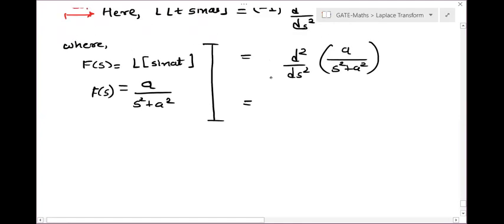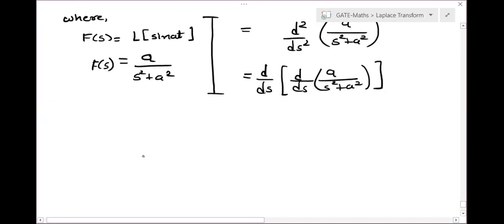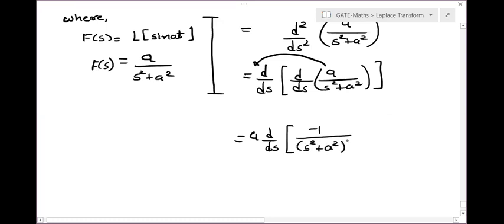Now this is the second differential, meaning we have to find its differentiation 2 times. So d by ds of a by s square plus a square. A will be constant throughout, so let us take a directly outside because it is constant for the differential d by ds. So what is differentiation of 1 upon x? Its differential is minus 1 upon s square plus a square whole square. And again we have to find the differential of s square plus a square, that will be 2s.